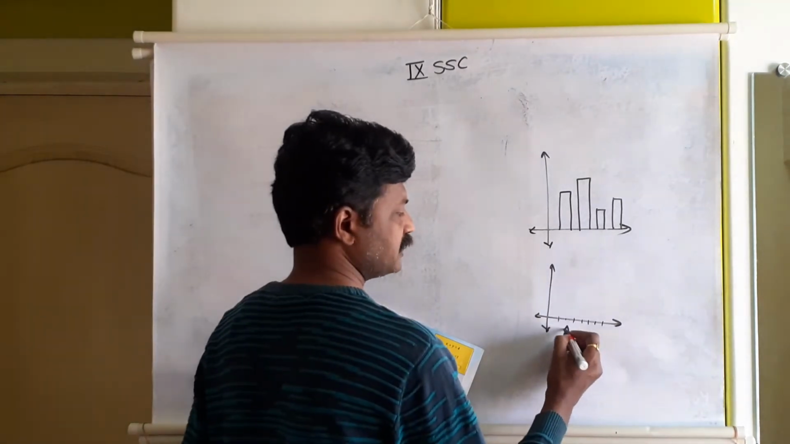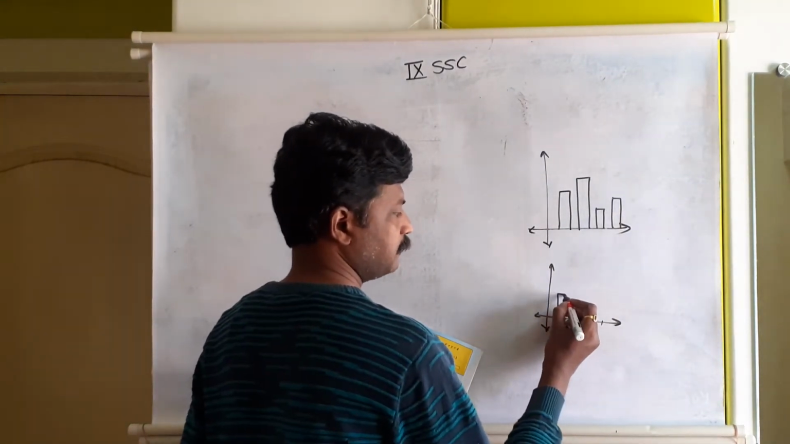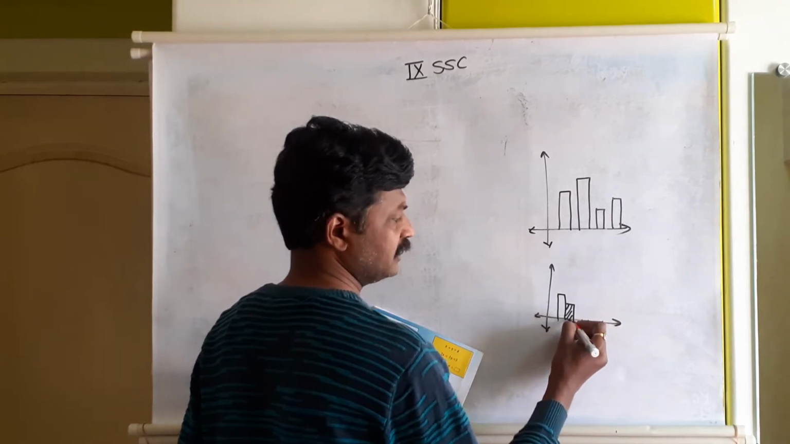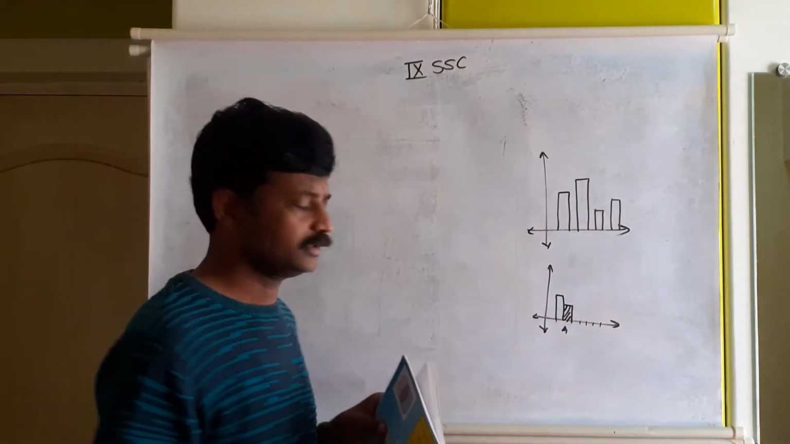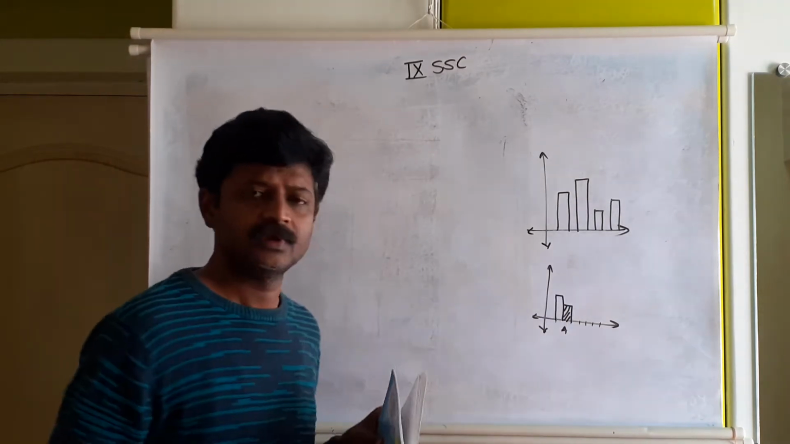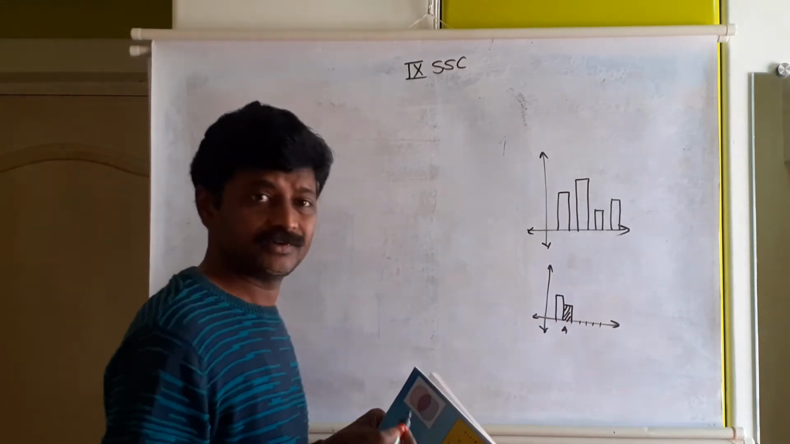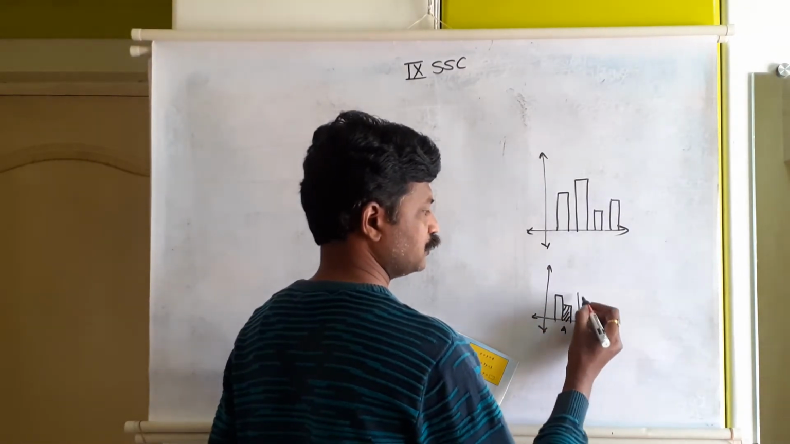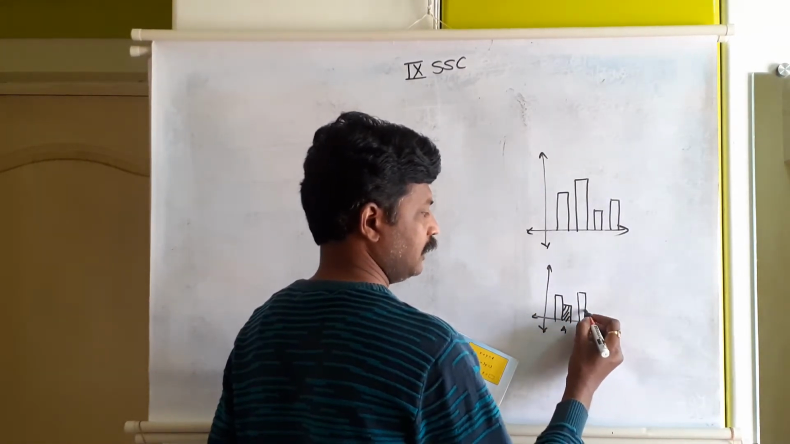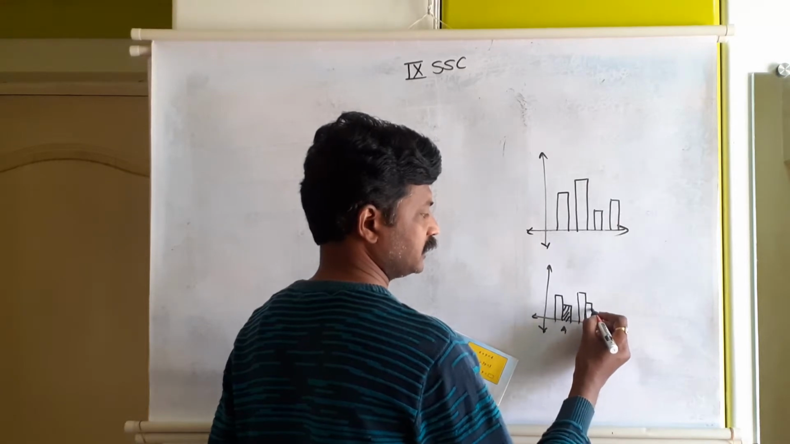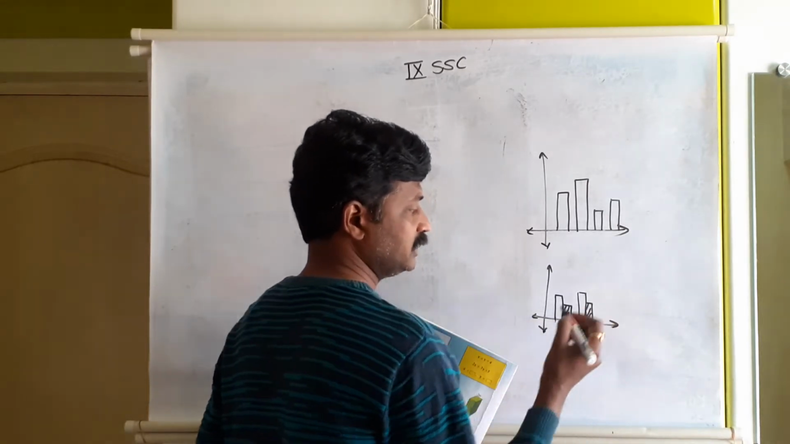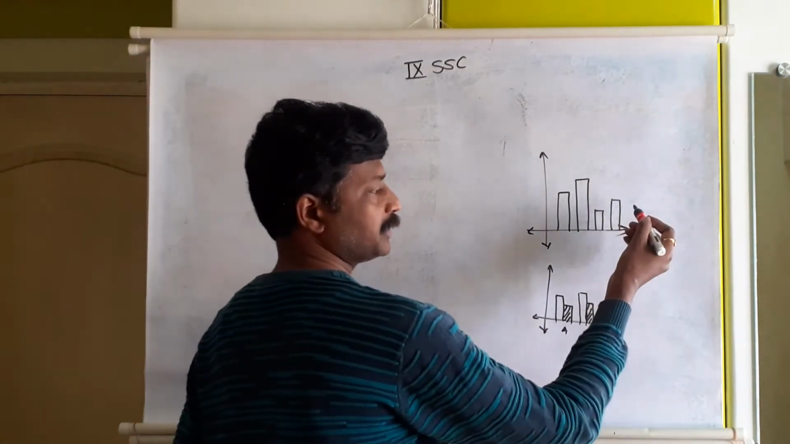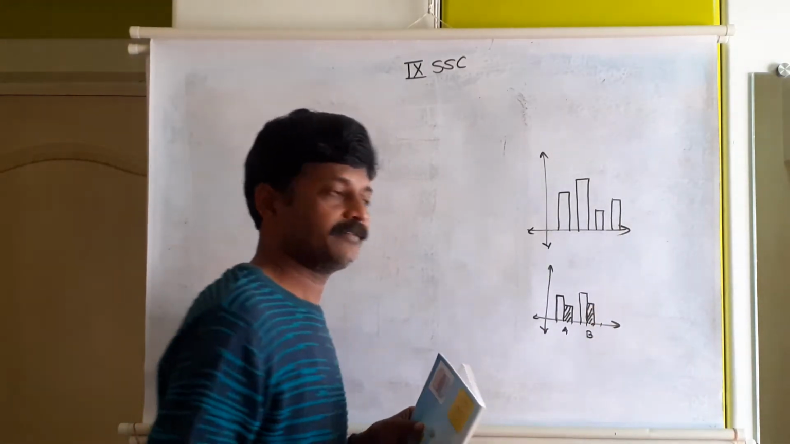Suppose this is division A, these are the number of boys and these are the number of girls. So you can shade any one of them. Girls can be shown by this and boys can be shown by this for division A. Same way, for division B, suppose the number of boys is this many and the number of girls is this many. So this type is known as a joint bar graph. Simple bar graph, joint bar graph.